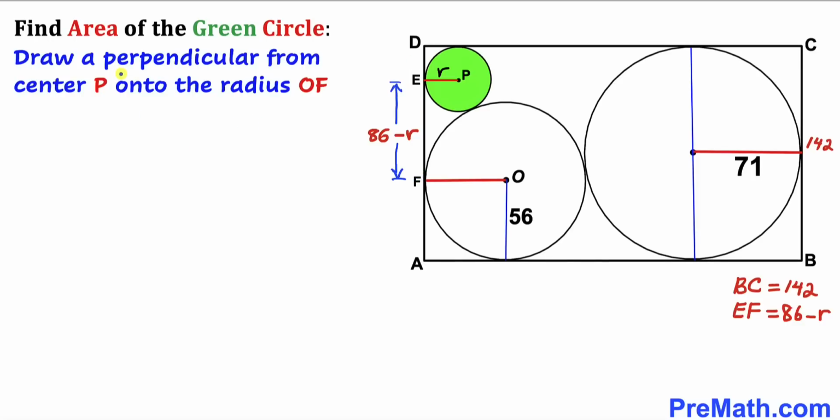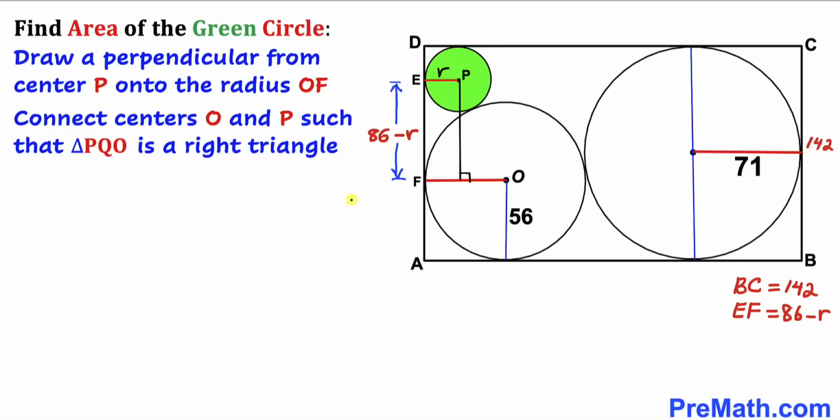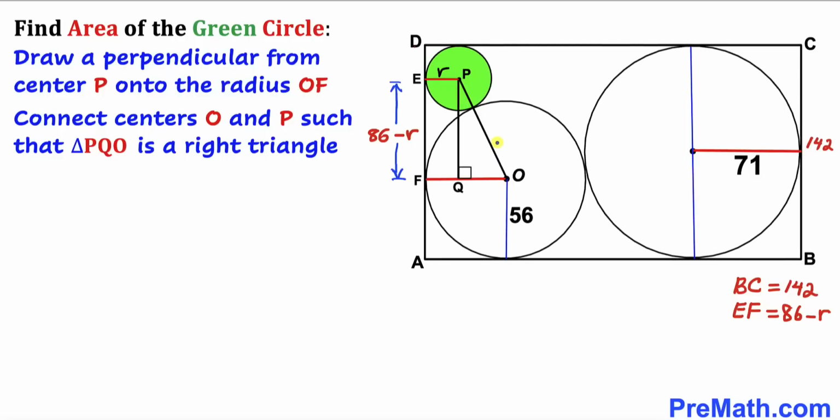And here's our next step. Let's drop a perpendicular from this center P onto this radius. Let me drop a perpendicular on this radius and also connect these centers P and O. And here's our much nicer looking diagram, and we can see that this triangle PQO is a right triangle.